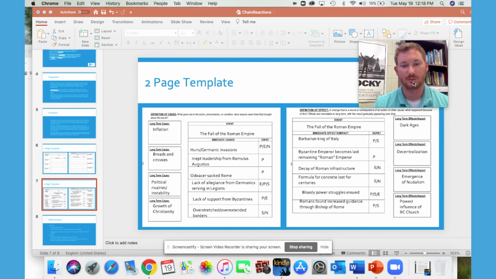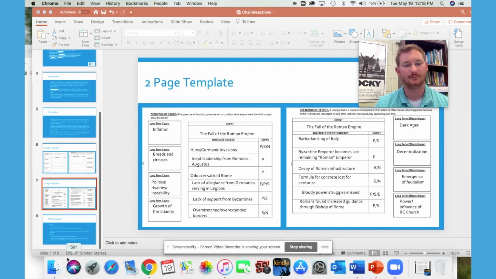Here's just a brief example from the course of study. The fall of the Roman Empire is the event, and as you can see here in the slides, some long-term causes of that would be inflation, and a long-term effect of the fall of the Roman Empire is the Dark Ages. And so you can read through this and see what it looks like in action.